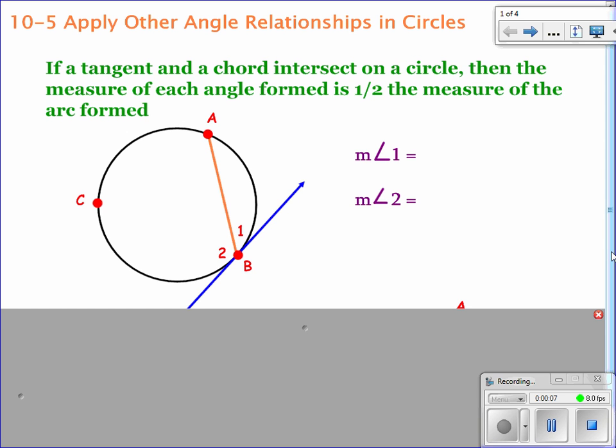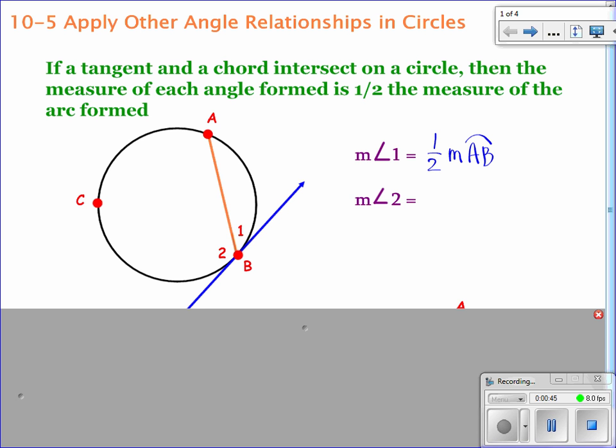All right, so looking at 10.5, we are looking at more angle relationships and arc measures in this section. If we have a tangent line and a chord, notice the blue line is your tangent line, and then we have chord AB. If they intersect on a circle, then the measure of each angle formed is 1/2 the measure of the arc that's formed. Okay, so looking at angle 1. Angle 1 is going to be 1/2 of the arc that's formed, AB.